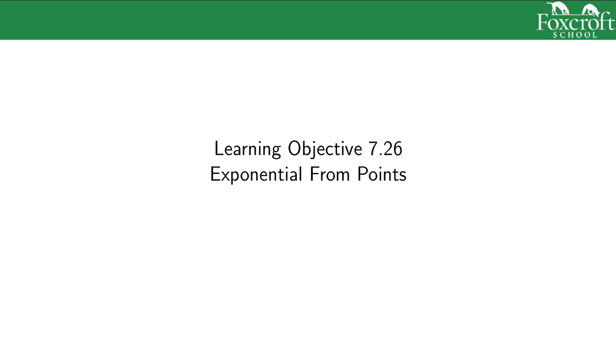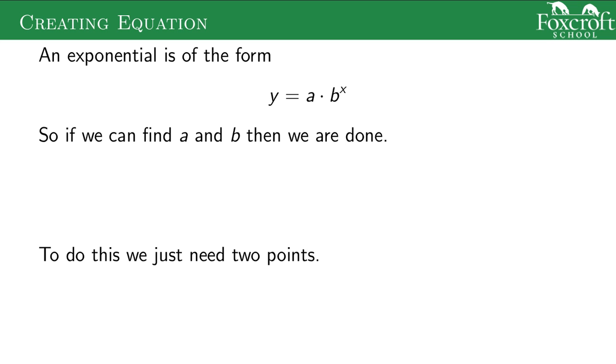In this bonus objective, we're going to look at creating an exponential function from knowing some points on our graph. All right, so the first thing to remember is that an exponential function is of the form y equals a times b to the x. So if we can figure out what a is and what b is, then we're done. We know the form for our exponential function.